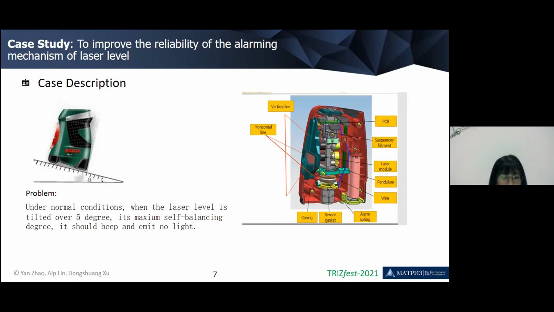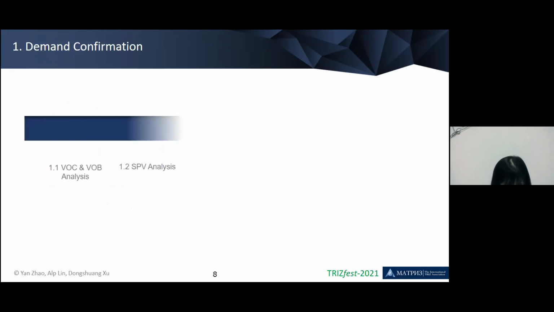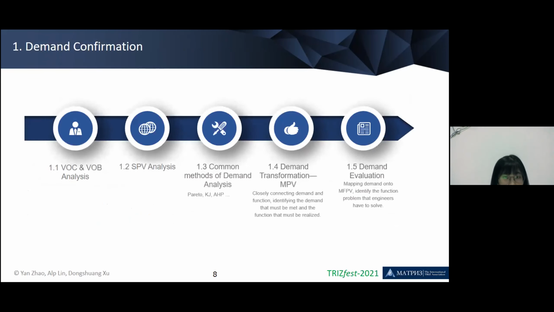According to this problem, the workers in the company tried many ways to figure it out. For instance, they tried to wipe the gasket and spring with alcohol, or they also tried to change the gasket and spring, but it didn't eliminate the problem. So how do we solve it based on our process? Firstly, according to the process, we need to confirm our demand.